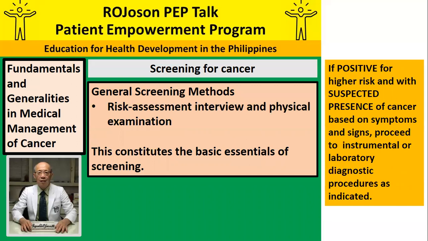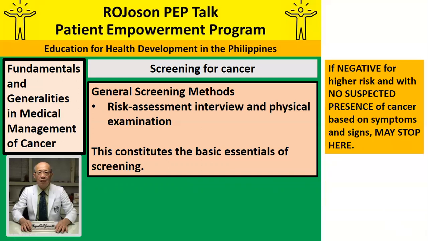The second general screening method is risk assessment interview and physical examination. This constitutes the basic essentials of screening. So, if positive for higher risks, and if with suspected presence of cancer based on symptoms and signs, proceed to instrumental or laboratory diagnostic procedures as indicated. If negative for higher risk, and with no suspected presence of cancer based on symptoms and signs, may stop here.